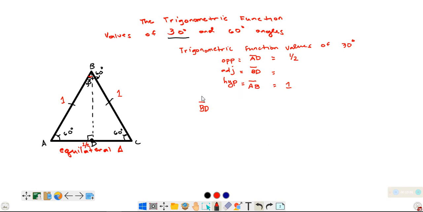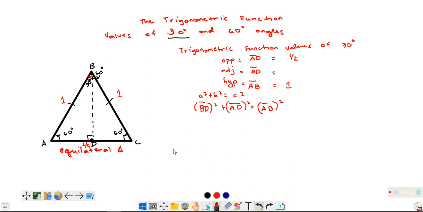So, sabi natin sa Pythagorean, a squared plus b squared is equal to c squared. So, meron tayong a squared, which is BD. So, square natin si BD. Plus, meron tayong AD. Square natin si AD. Which is equal to side AB. Yan. Square natin si AB.